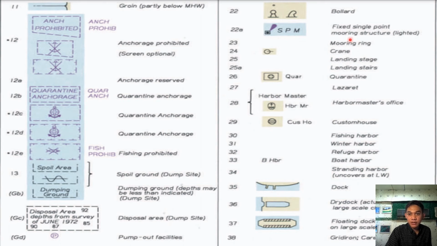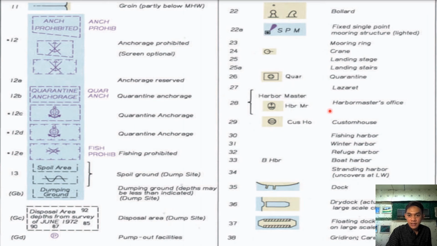Next is fixed single point mooring structure. So SPM, this right here. And then this symbol right here, a circle with a horizontal line coming from the inside to the right side, is mooring ring or crane, landing stage or landing stairs. And then next is quar or quarantine. So a rectangle with a circle that has a cross on the inside. Quarantine, just like the symbol for a medicine kit.